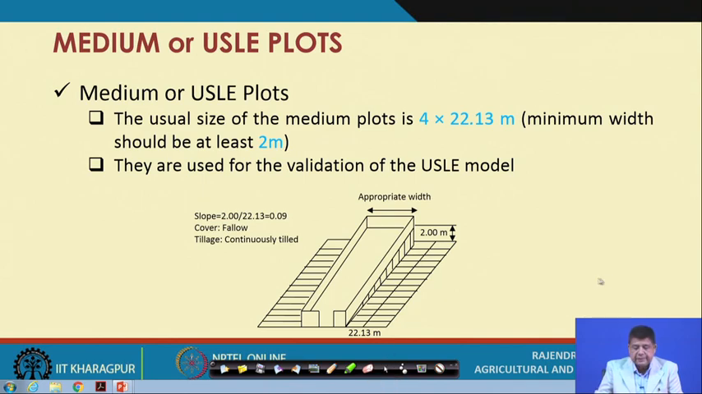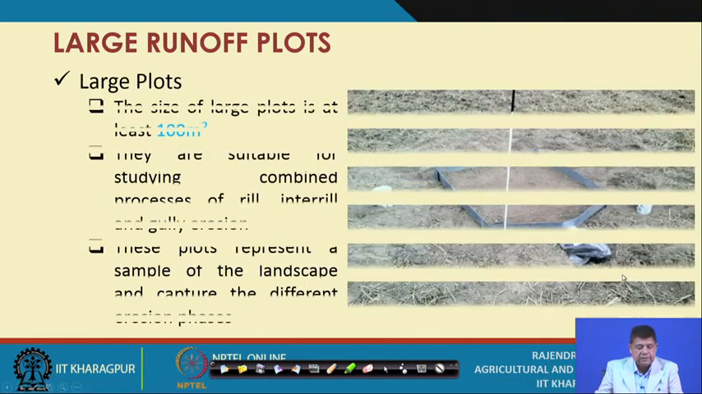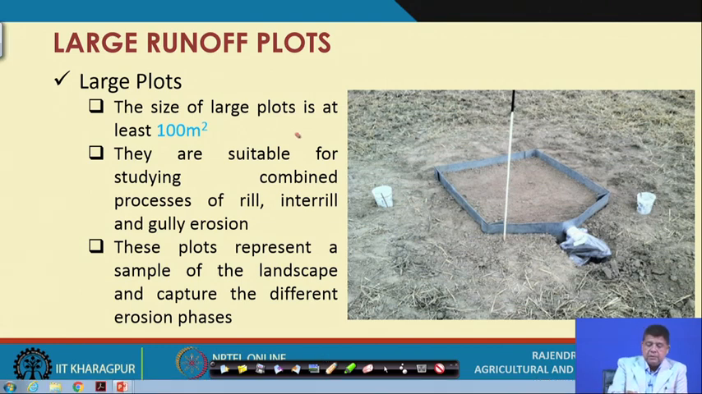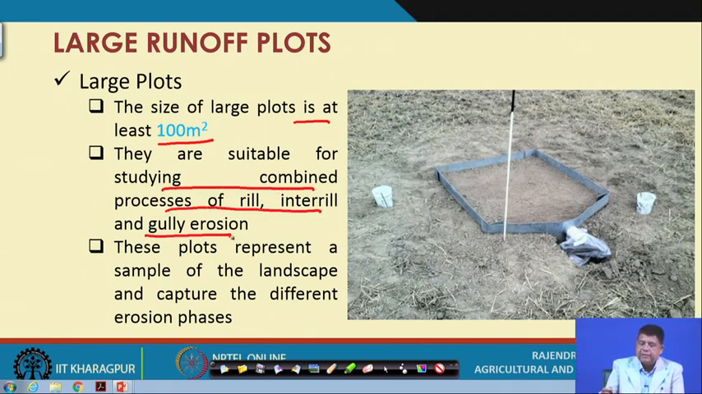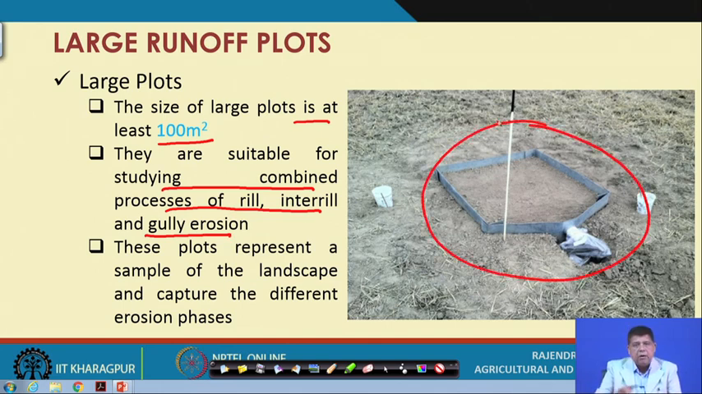The other plot is of course the large runoff plot, and the size of these plots could be at least 100 square meters. So, any runoff plot which is greater than 100 square meters is referred to as a large runoff plot, and that is why we also said that even natural watersheds could be called runoff plots. And these are suitable for studying the combined process of rill, interrill and gully erosion. Obviously, because they are pretty large in size, all the erosion processes will take place whenever rainfall occurs, whether under simulated or natural conditions.